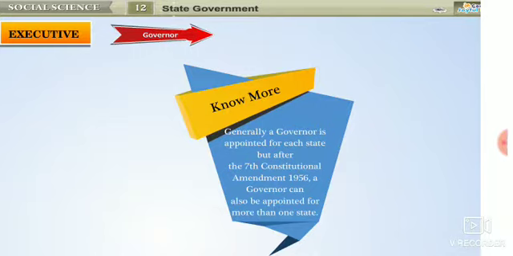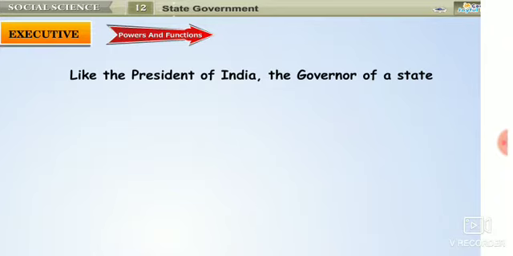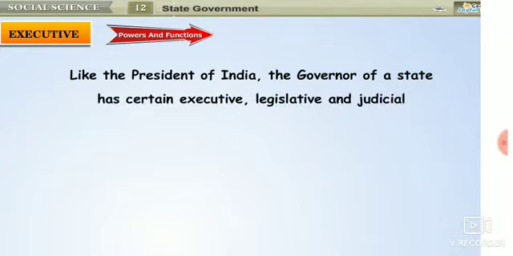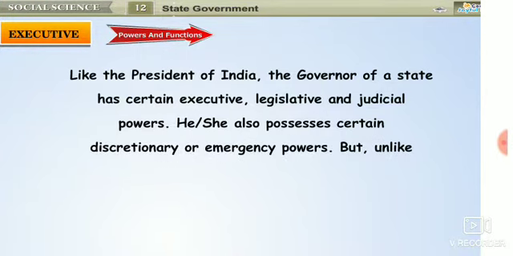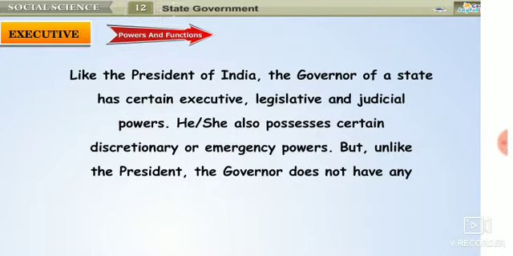Note: generally, a governor is appointed for each state, but after the 7th Constitutional Amendment 1956, a governor can also be appointed for more than one state. Powers and functions. Like the President of India, the governor of a state has certain executive, legislative and judicial powers. He or she also possesses certain discretionary or emergency powers. But unlike the President, the governor does not have any diplomatic or military powers.